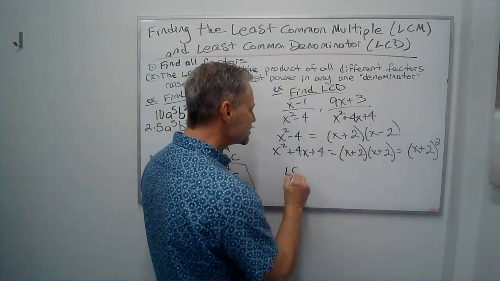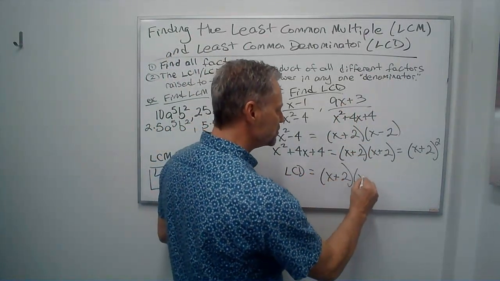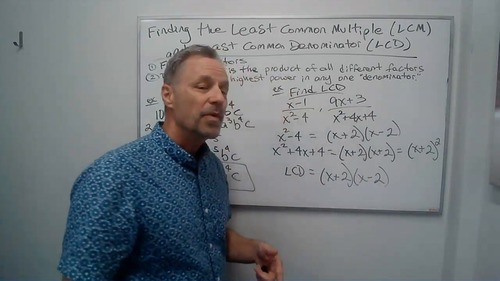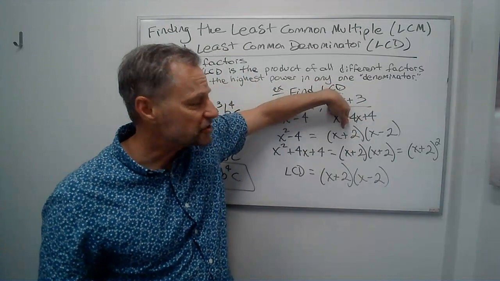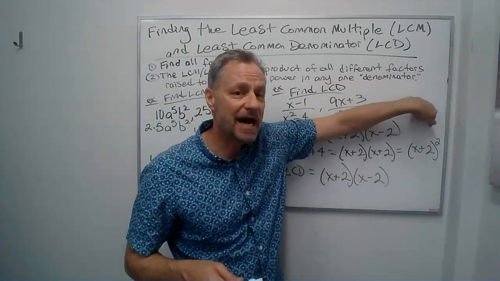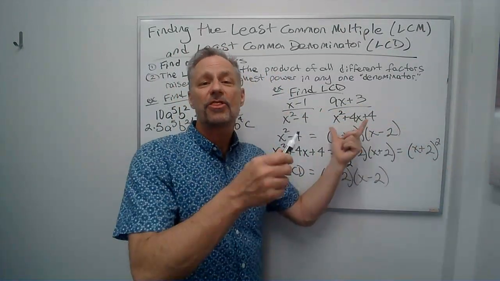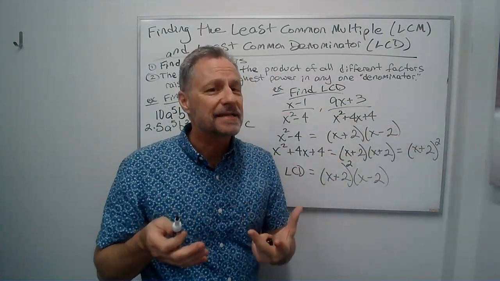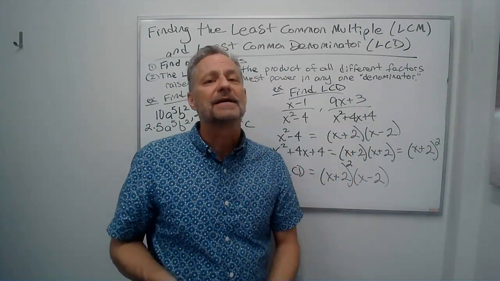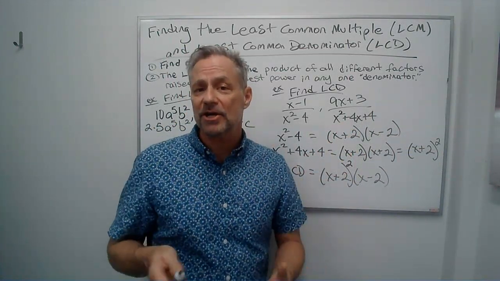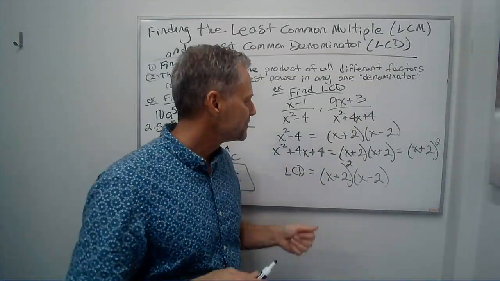So now my least common denominator is all the different things, x plus 2, x minus 2, raised to the highest power in any one place. Well, this had 1 x plus 2. This had 2 x plus 2, so that's the higher one. That's what I keep. Again, I don't need all 3 of these. All I'm trying to do is get the smallest thing, the least, that I can build them up to. Because I'm going to use this to get a common denominator to build up to add or subtract fractions next.